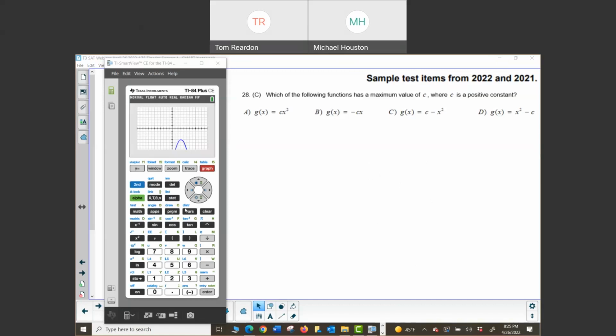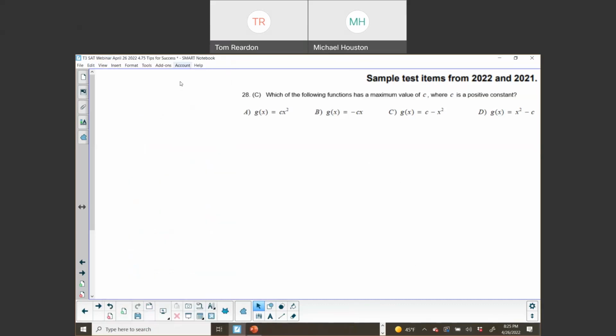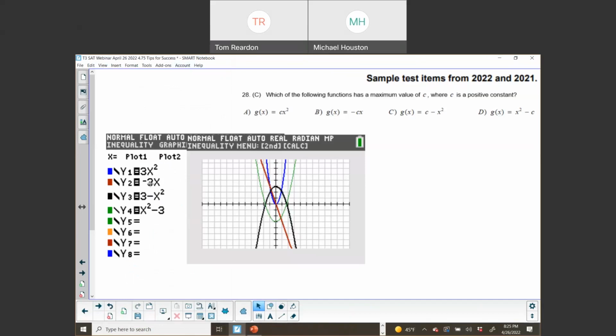All right, so how I decided to do this one was, again, since I'm allowed a graphing calculator, I assigned a value of c to be 3, and I graphed these. I don't think you need to see me do this. I think you can kind of visualize this. So I used x squared, negative 3x, 3 minus x squared, and x squared minus 3, and graphed those using these colors right here.